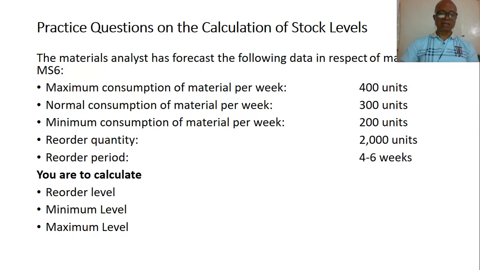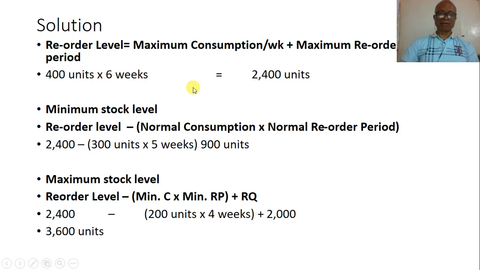When we talk about reorder period, that means the time that you take for the stock to be delivered, brought into your stock. So with these details, we are asked to calculate the reorder level, minimum level, and then the maximum level. Let's look at the solution given for this particular question. The first one is the reorder level, and we are given the formulas.